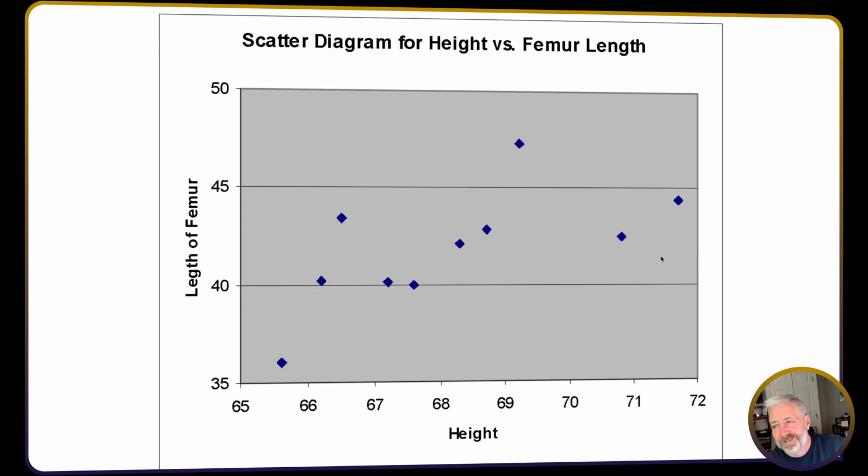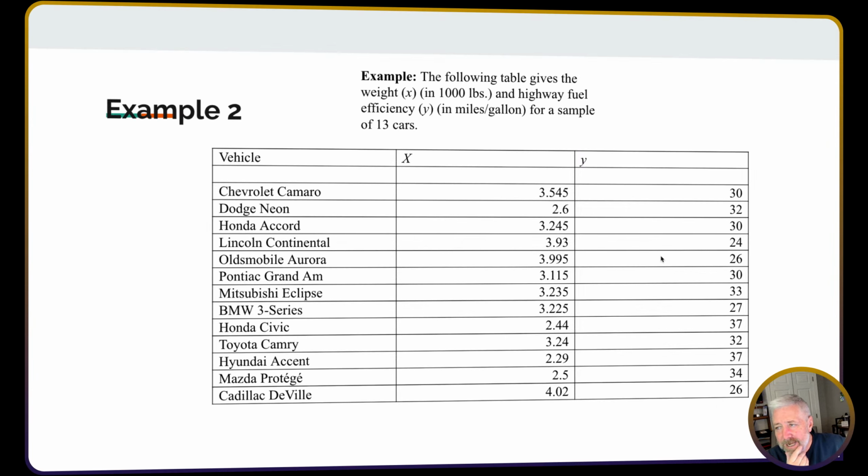Apologies. All right. Example 2. We've got another example here. The following table gives the weight, the X value, the weight in 1,000 pounds, and highway fuel efficiency in miles per gallon for a sample of 13 cars.